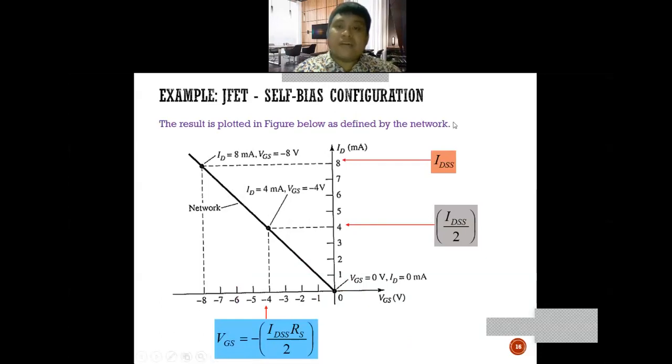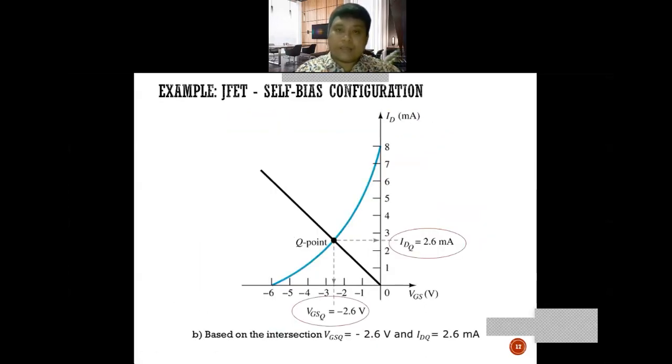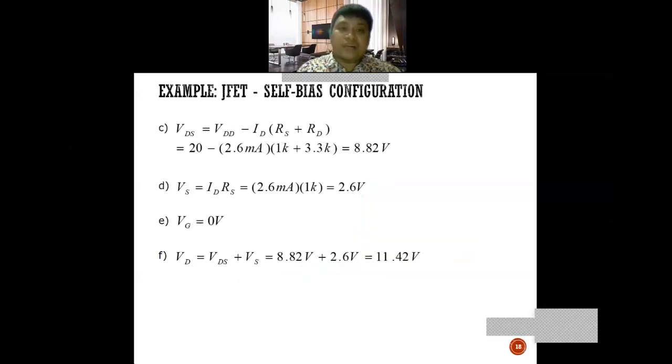So for the self-bias configuration, we can use this formula: IDSS over 2 and VGS equal to negative IDSS RS over 2. So we can find the Q point here. The Q point is where the y point is IDQ and the x point is VGSQ. So you can find the Q point to find the solution.